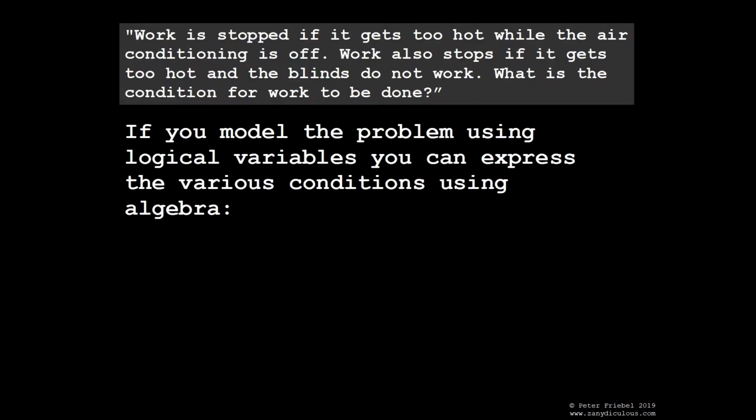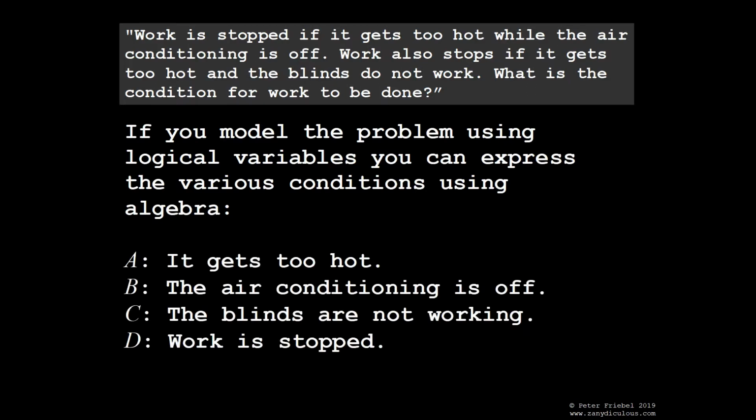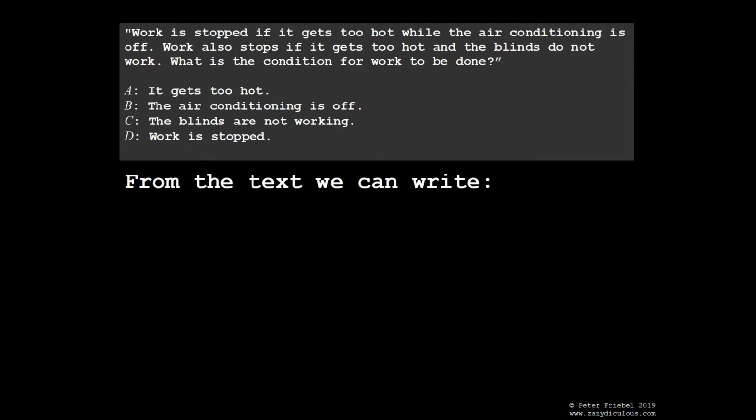If you model the problem using logical variables, you can express the various conditions using algebra. First we identify the variables. A, it gets too hot. B, the air conditioning is off. C, the blinds are not working. And D, work is stopped. From the text we can write A and B or A and C implies D. Let's go through this.